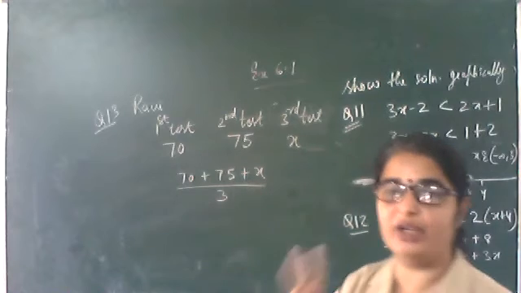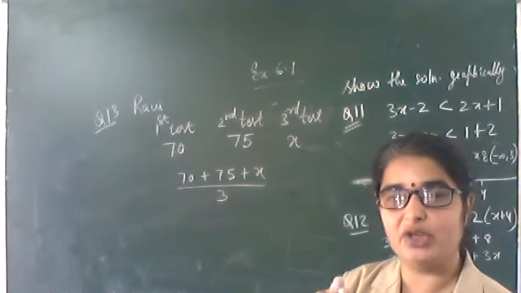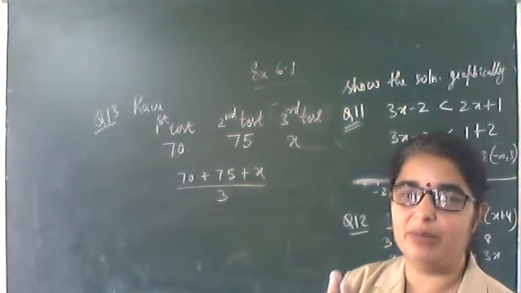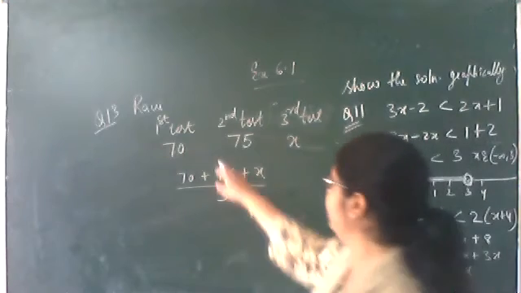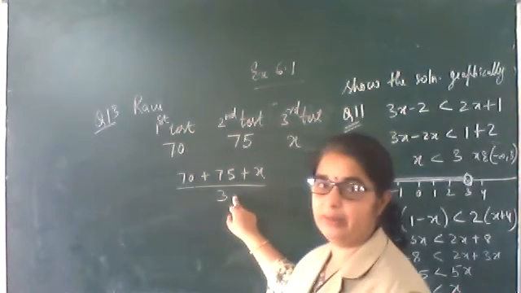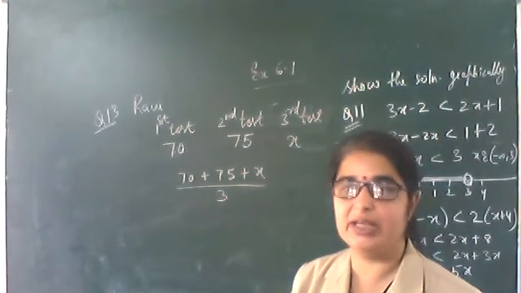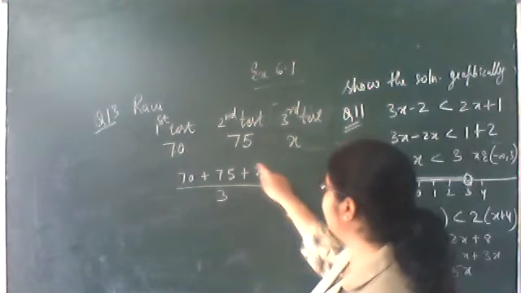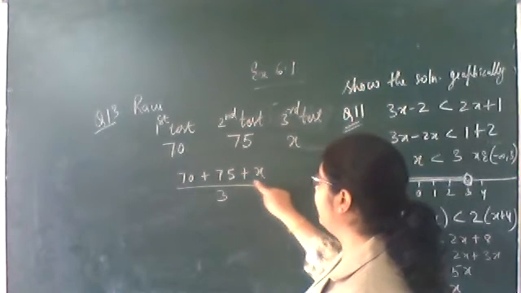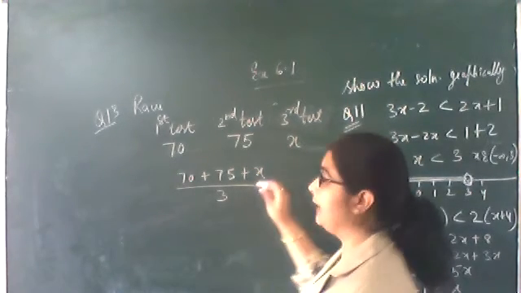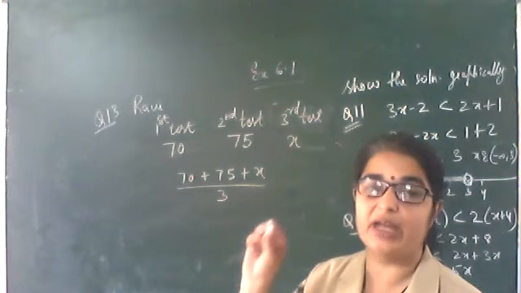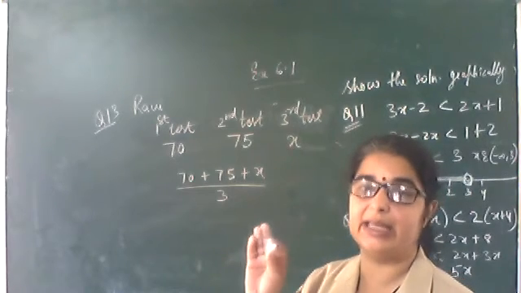Generally you take the average of 2 numbers. When you take the average of 2 numbers, you add the 2 numbers and divide by 2. But here we are having 3, so we'll divide it by 3. Now the condition is what marks he should get in the third test so that he gets at least 60 as the average.